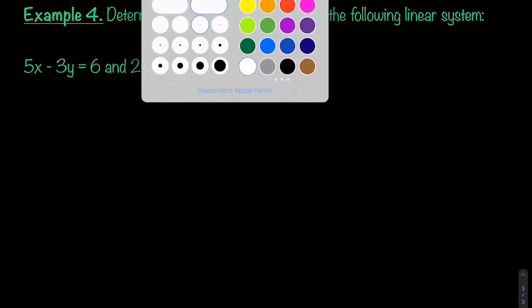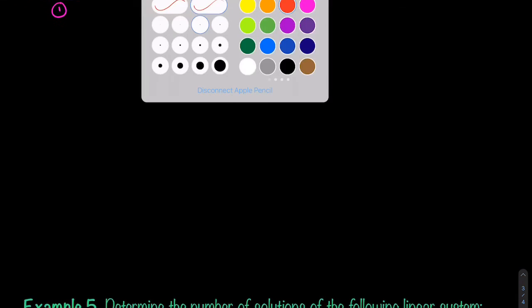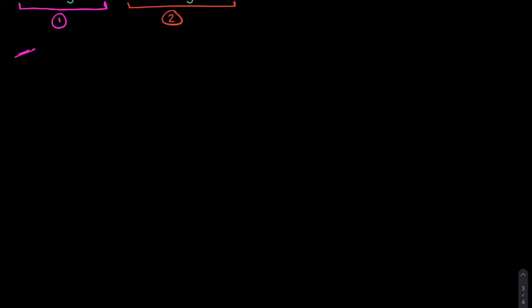Let's look at this one. So determine the number of solutions. So again, we're going to take this and we're going to call this equation 1. Go my red, we'll call this equation 2. Okay. And let's solve 1. So 1. Here we go. We got 5x minus 3y equals 6.